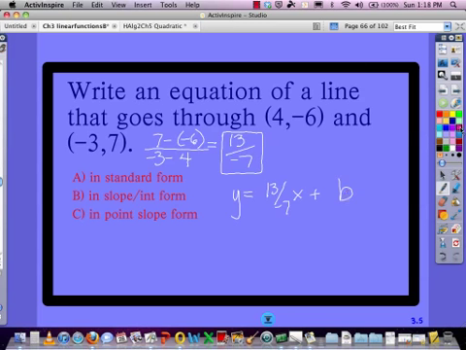negative 3, 7. So y equals, if we put in our slope of negative 13 sevenths, and then plugged in our x value of negative 3, we don't have our b value. That's what we're going to be solving for. And I forgot to put our y value in up front. So let's erase this y and substitute it with our y value, which is 7. Whoops. Got to change my color.